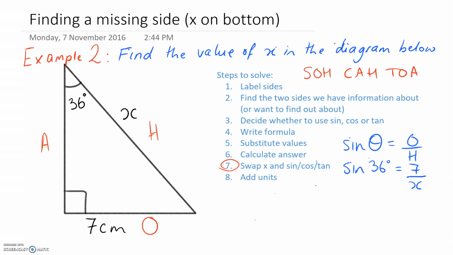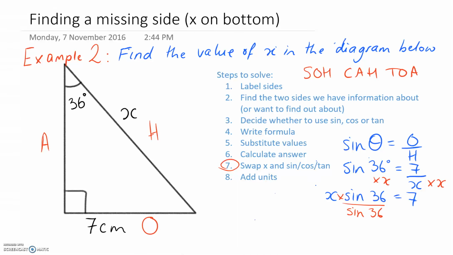So first of all, I'm going to multiply both sides by x, which is similar to what we did in the last video. So we end up with x sine 36 equals 7. But we still haven't got x by itself. This is x times, remember, sine 36. So to get the x by itself, we need to get rid of the sine 36. And the way we do that is dividing by sine 36.